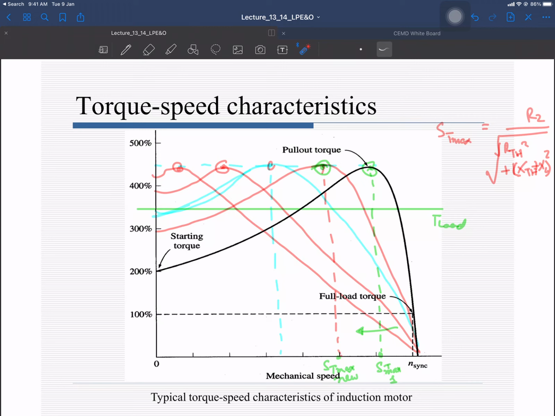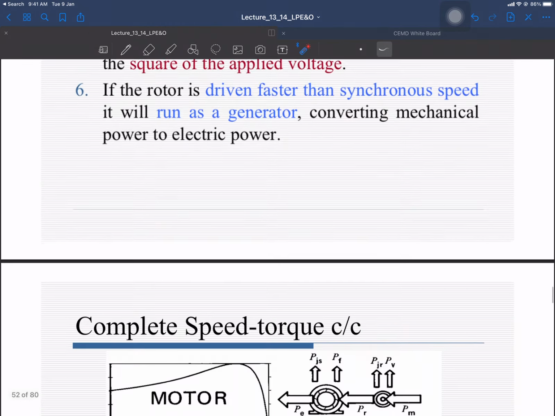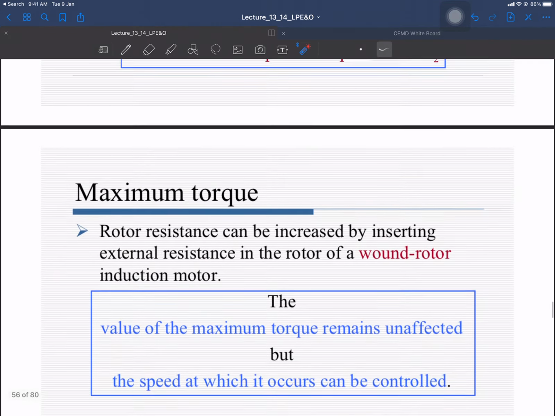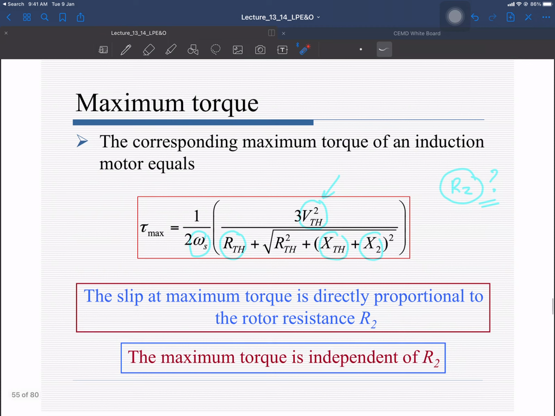So with the change of the R2, you can see the slip corresponding to the maximum torque is changing. And what about the effect over the Tmax? It is not changing. Why? Because we have seen the expression. If I go back and look at that expression for the maximum torque, does it depend upon R2? No, it does not depend upon R2.